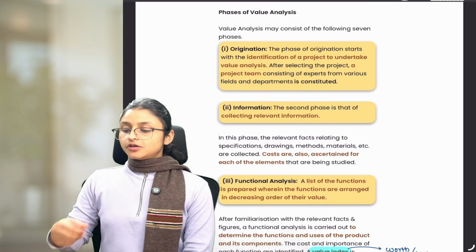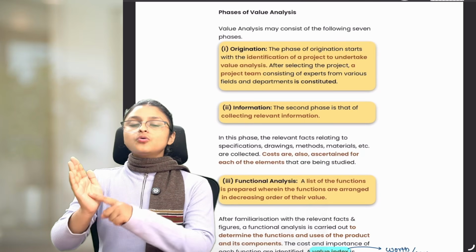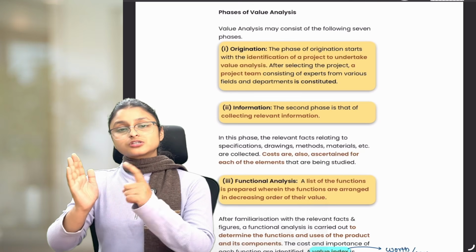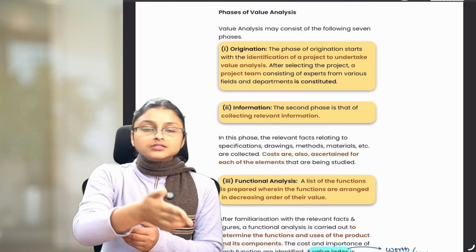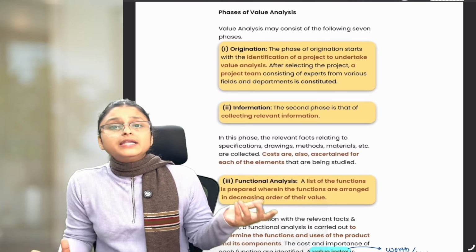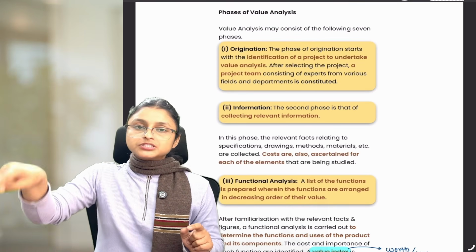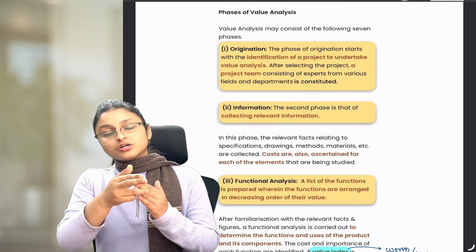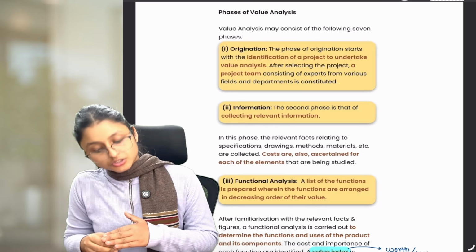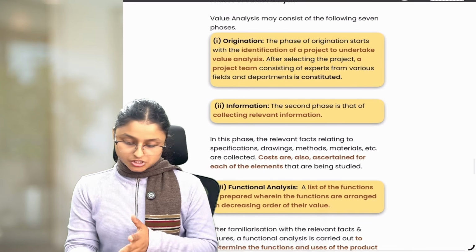Think about it. If you will involve only one department's person, then they will know only their department's cost reduction policy or how they can reduce the cost. But for other departments, they will have no idea, right? That is why it's very important to involve every department's person in the project team so that we can know in that particular department how much cost can be reduced without affecting the function. Done. This is our origination phase.